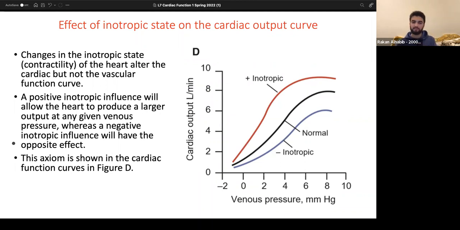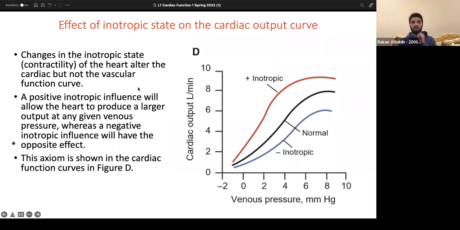So there are two things that we need to consider: positive inotropic effect and negative inotropic effect. I don't know if you've taken what an inotropic effect is, but a positive inotropic effect is basically more contractility of the heart. A negative inotropic effect is less contractility of the heart. So changes in inotropic state, which is contractility of the heart, alter the cardiac but not the vascular function curve.